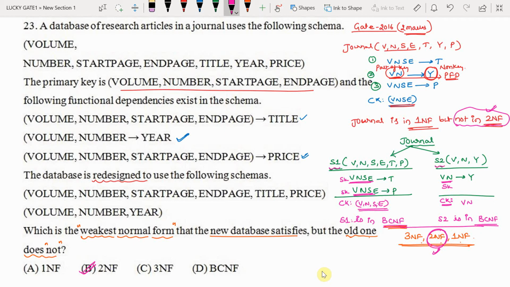Here, this complete question lies in the word weakest. Suppose, assume friends, the word weakest is not given in the question, and the question is which is the normal form that the new database satisfies, then in such a case I can say the answer is BCNF. But it is given weakest normal form, meaning the lowest normal form that is satisfied by the new database, which is not satisfied by the old database. So the answer for the question is 2NF, that is option B.